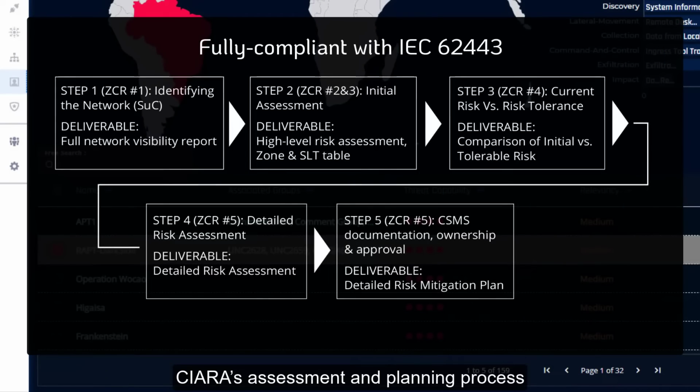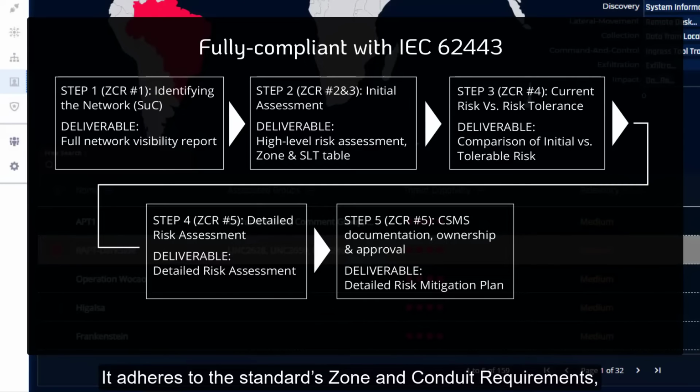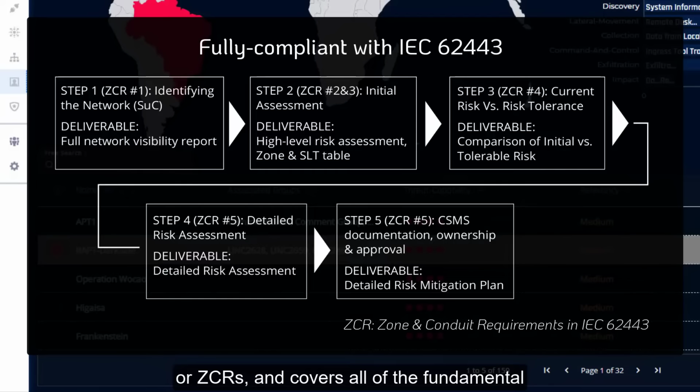CIARA's assessment and planning process is fully IEC 62443 compliant. It adheres to the standard's Zone and Conduit Requirements, or ZCRs, and covers all of the fundamental security requirement categories in the standard.